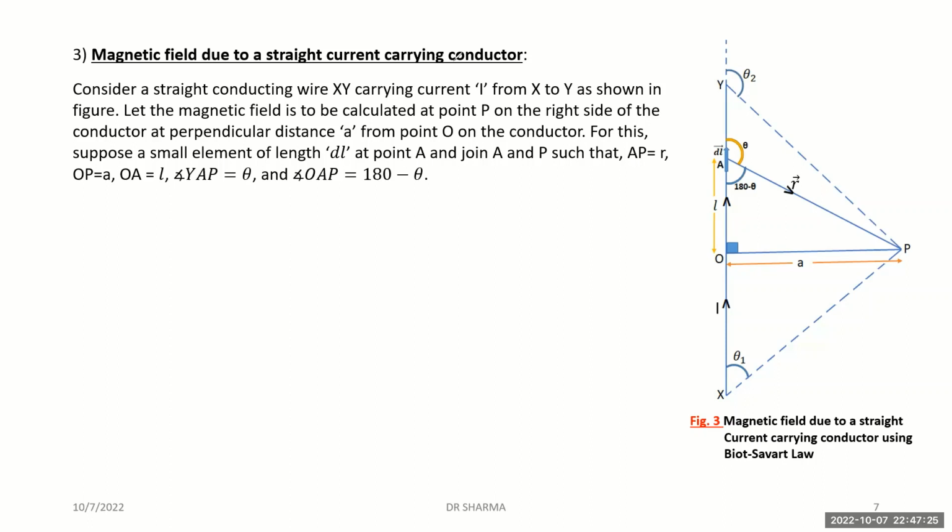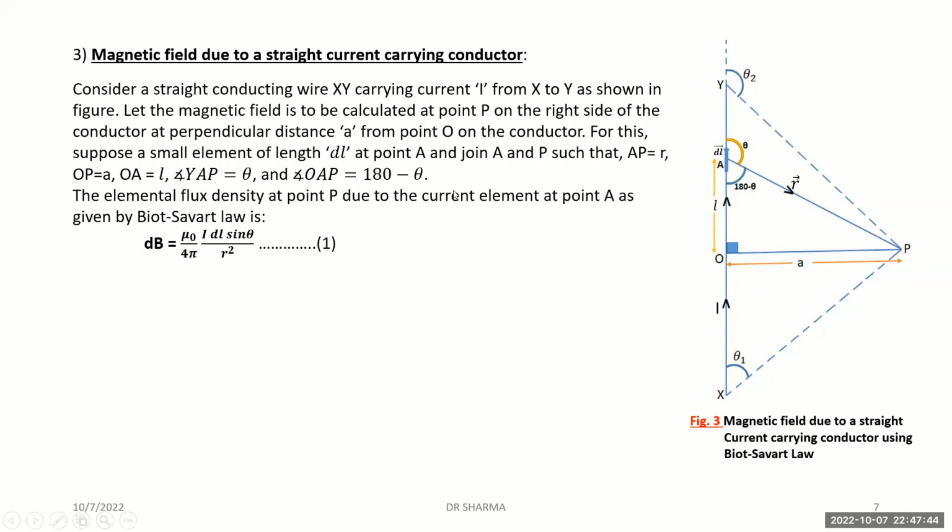The magnetic field at point P, actually the elemental flux density at point P due to the current element of length dl at point A, is given by Biot-Savart law as mu naught by 4 pi I dl sin theta upon r square. This is due to this small current element at point A.